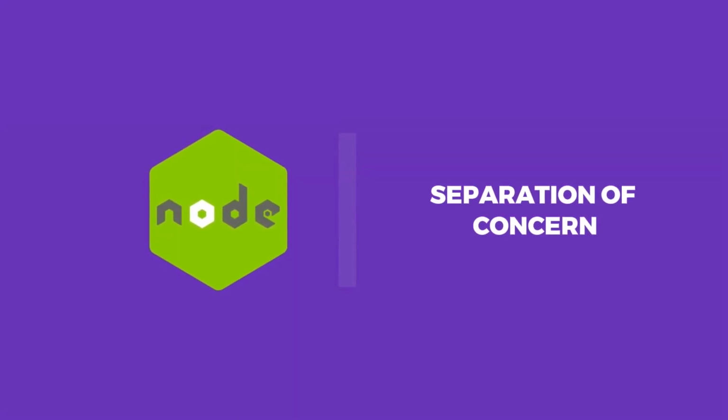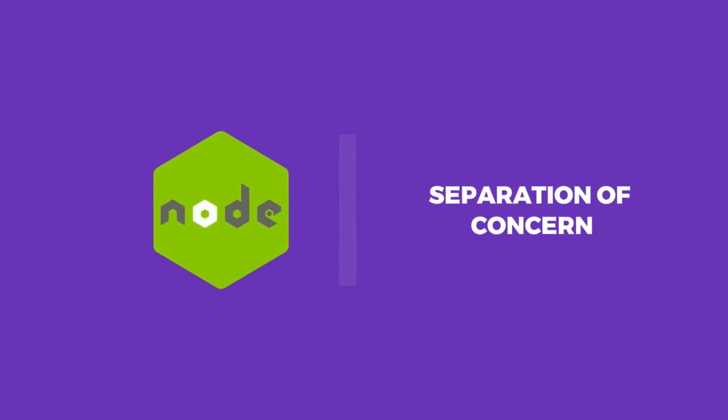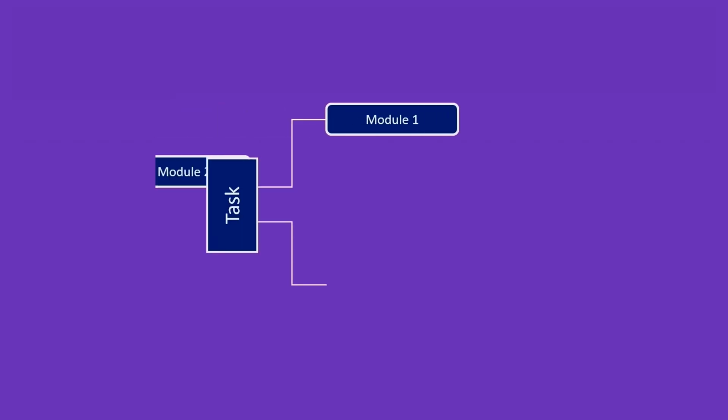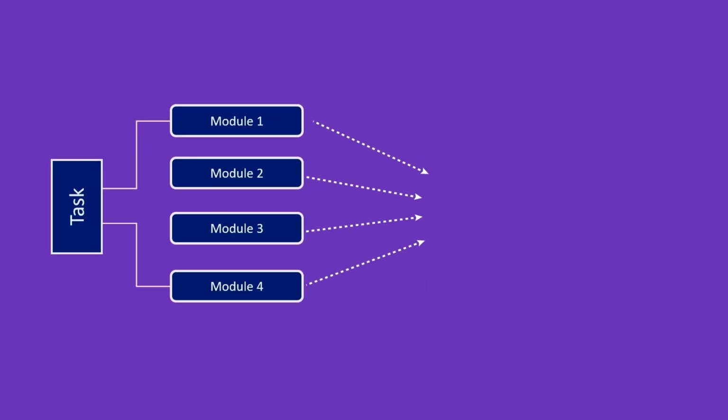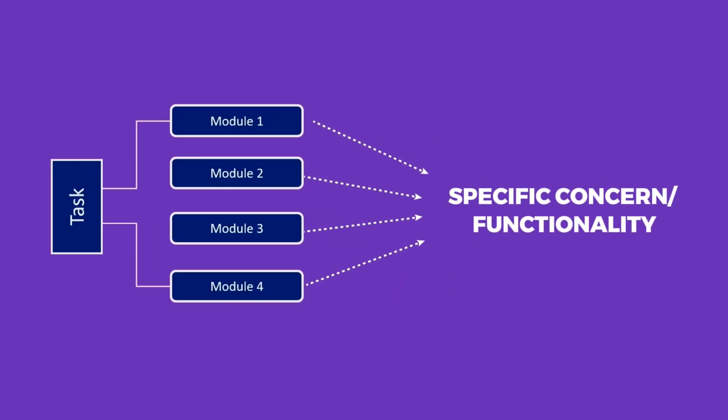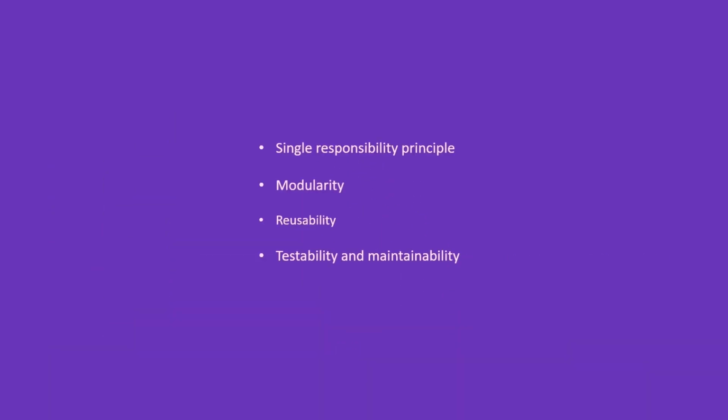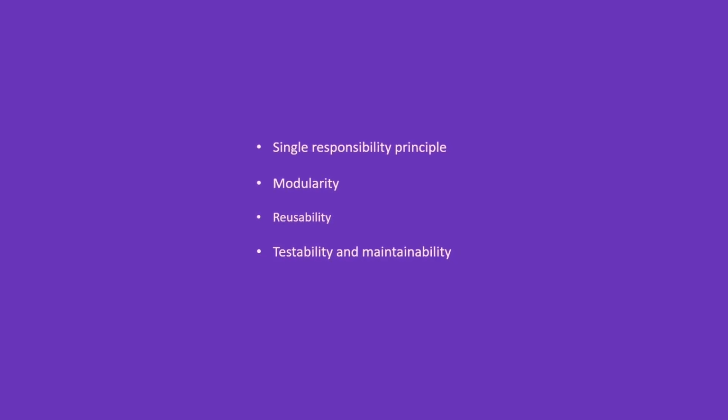Separation of concern is a software design principle that promotes dividing a system into distinct, self-contained modules, where each module is responsible for a specific concern or functionality. The goal is to keep each module focused on a single task, making the system easier to understand, develop, test, and maintain.